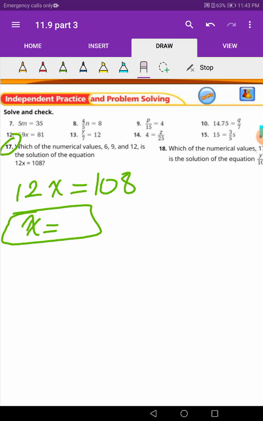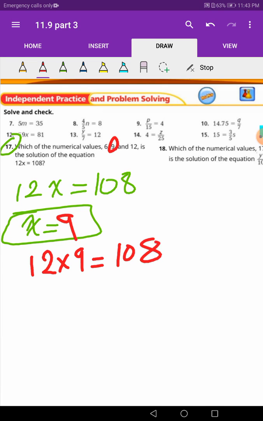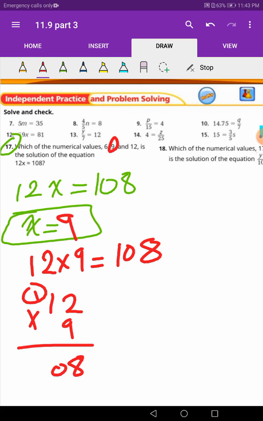Let's try this time. When x equals 9, is 12 times 9 equal to 108? I guess yes, it's right. 9 times 2 is 18 and 9 times 1 is 9 plus 1 is 10. So that's right. So which one of these numbers, 6, 9, or 12, is a solution for this equation? The answer is x equals 9.